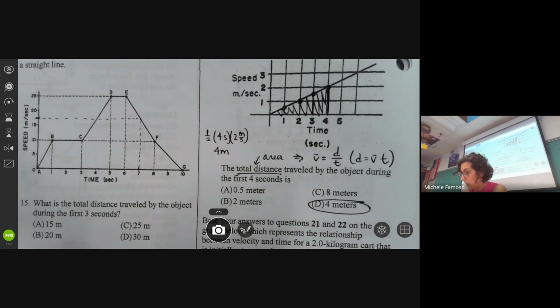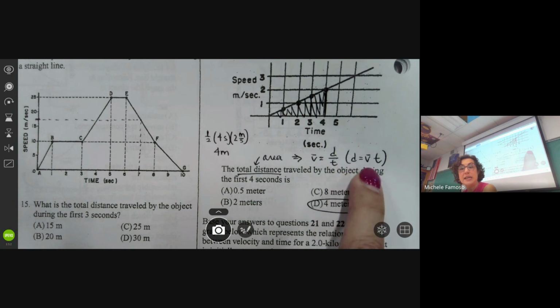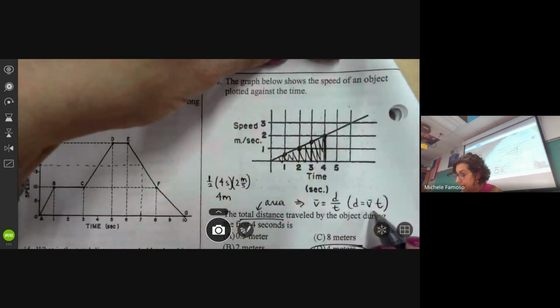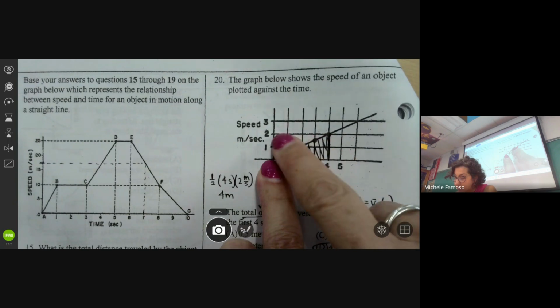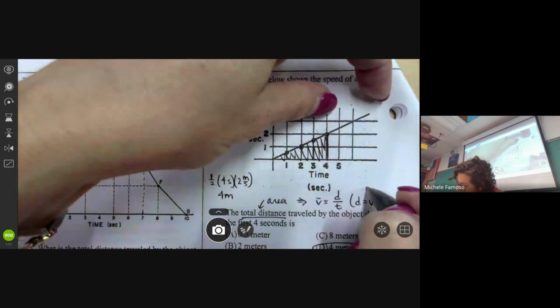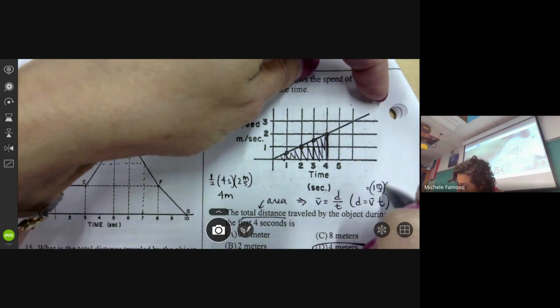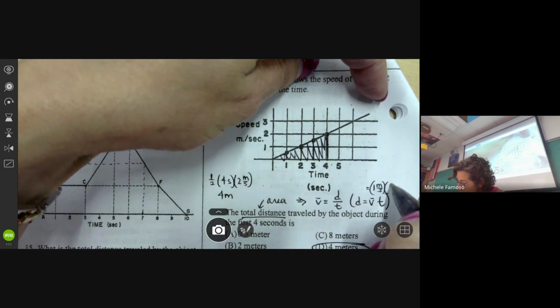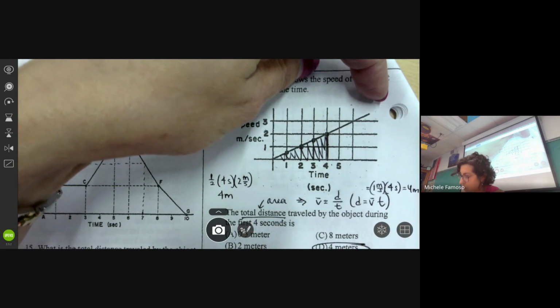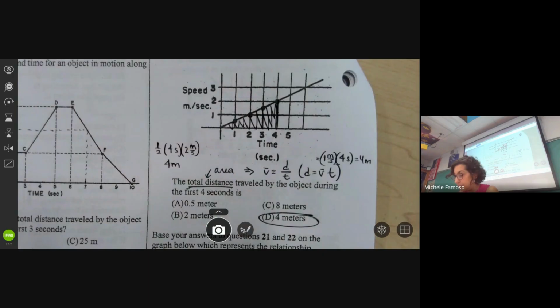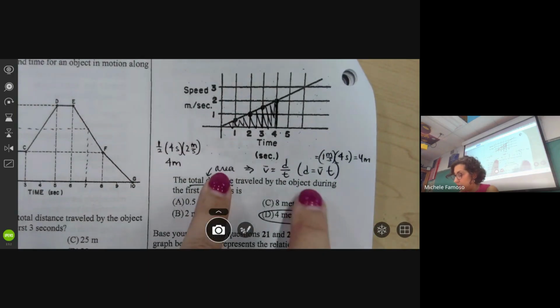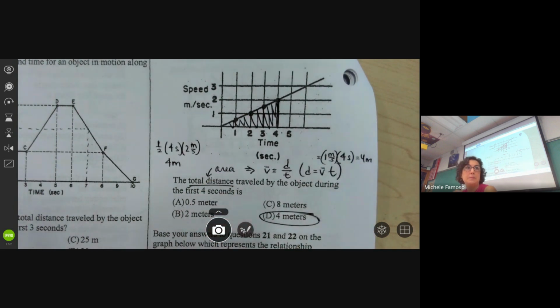Make sense on that? Okay, if I did it with distance is the average speed times the time, I would get the average speed by taking my starting speed, 0, adding it to my final speed, 2. 0 plus 2 is 2, and then dividing by 2. So it's 1. So this would be 1 meter per second times the time interval, which is 4 seconds, which gives me 4 meters. So I get the same answer either way. Is there another way to do it? Nope. It's either area or distance is average speed times time.